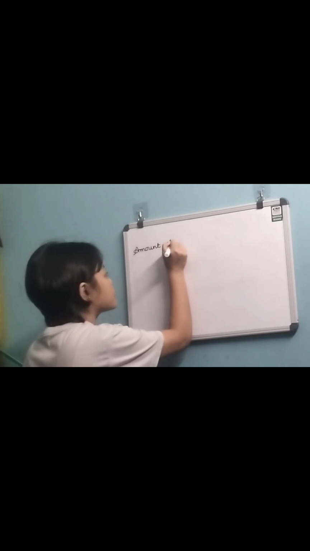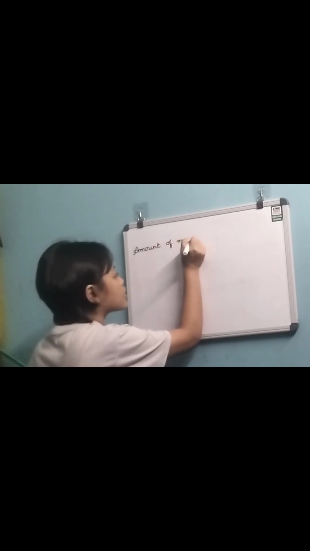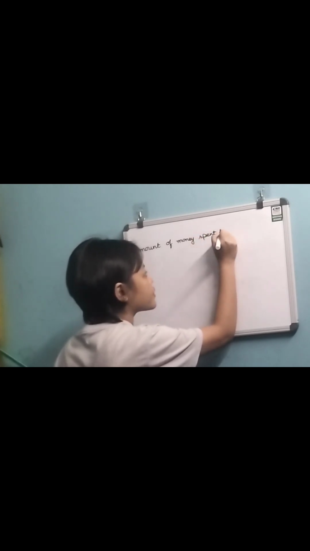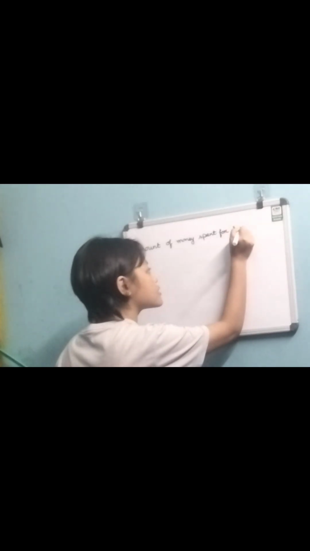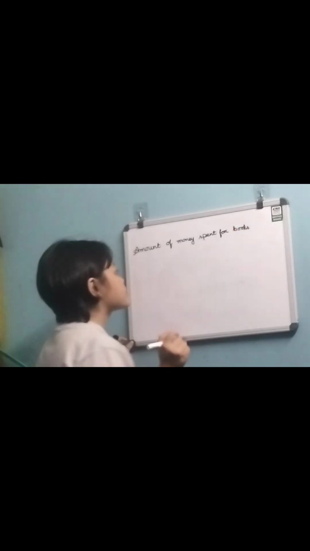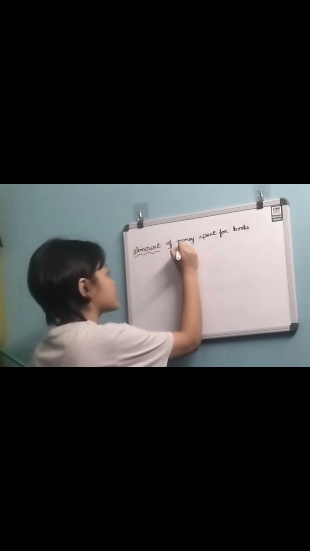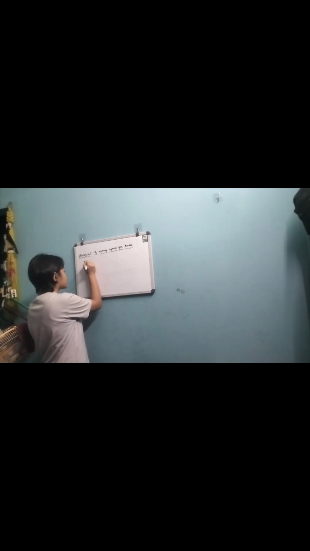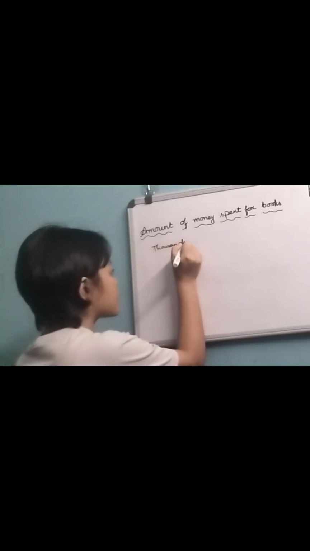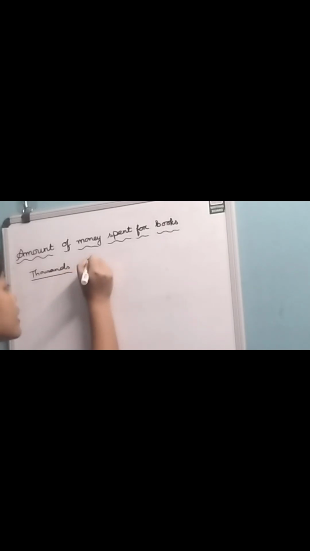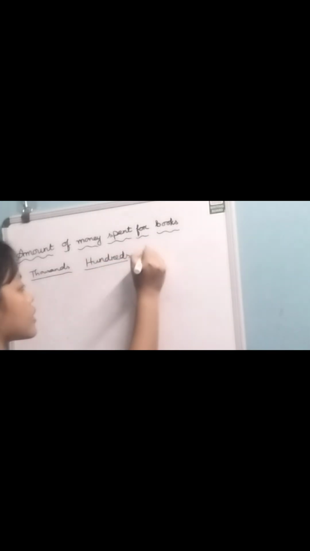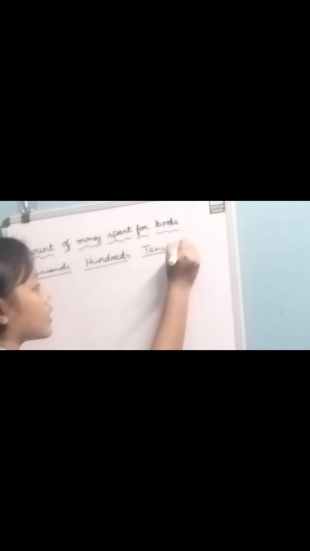Amount of money spent for books. So here what we have to do is, first of all, we have to make a table of thousands, hundreds, tens, and ones.